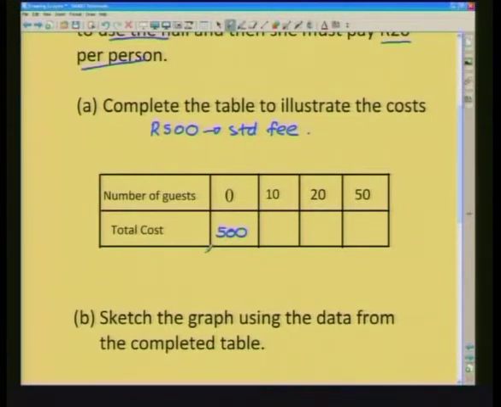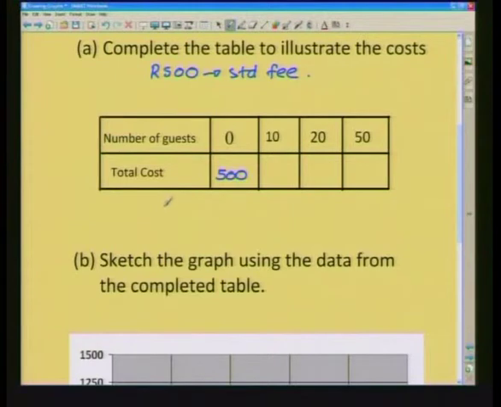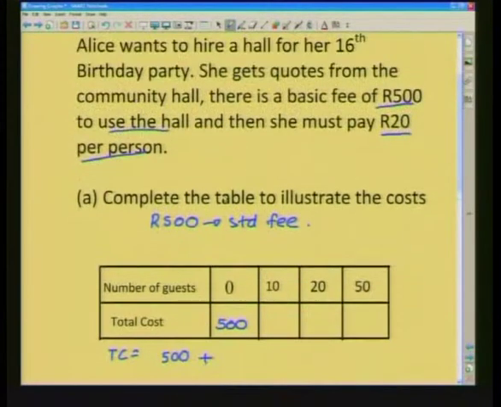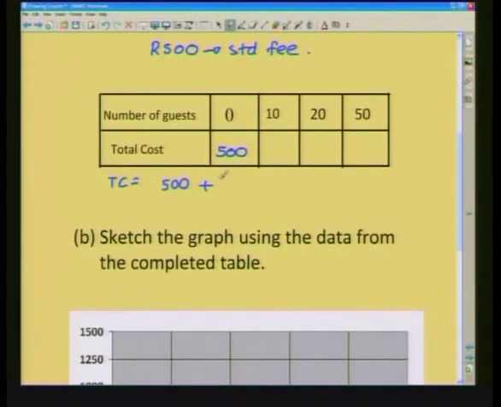Okay, if there were 10 guests, how much would she then have to pay? Now, in order to determine this, keep in mind she has to always pay the 500 Rand regardless of how many people are coming. So, if I would like to work out the total cost, I need to add the standard fee of 500 to the 20 Rand times the number of people. So remember, she pays 20 Rand for every guest.